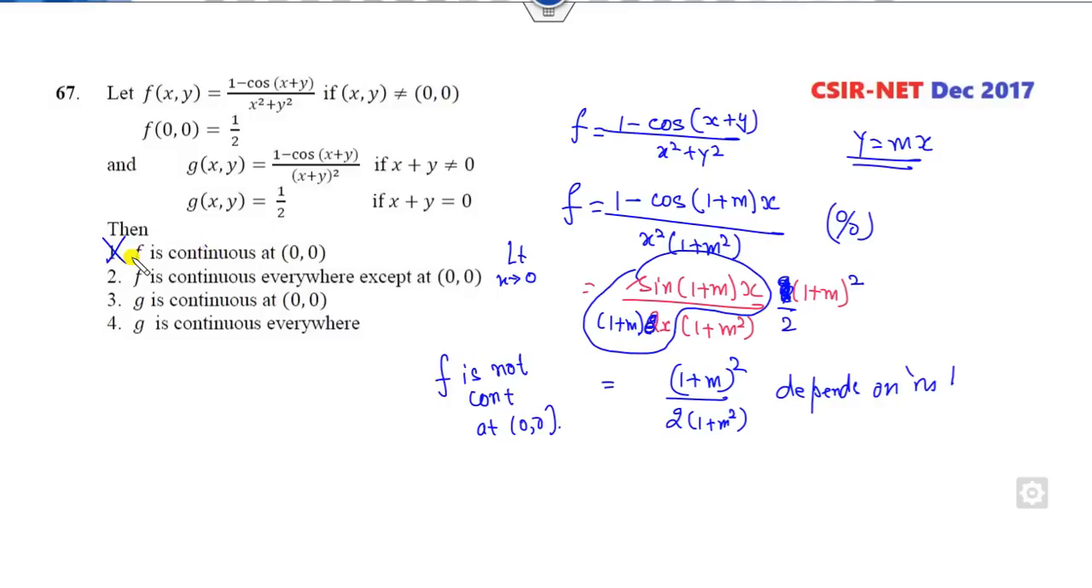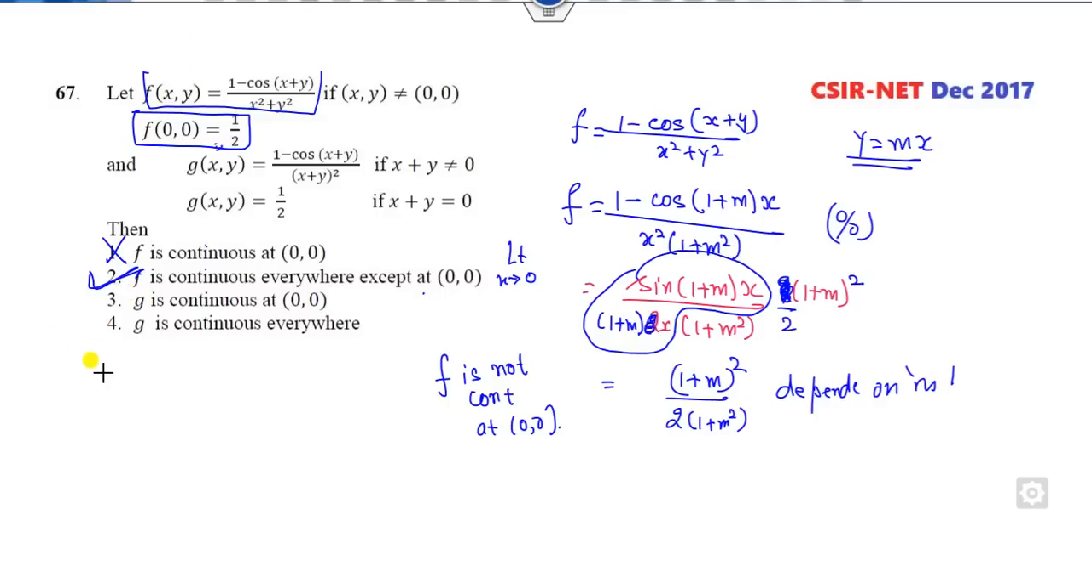F is continuous everywhere except at 0, 0. So what is the value of this except at 0, 0? Half. So that means when x is except 0, 0, that's fine, because whenever it is there, for the function, the left hand limit and right hand limit are always the same, because it is not equal to the here, so it means it is continuous everywhere. G is continuous everywhere.